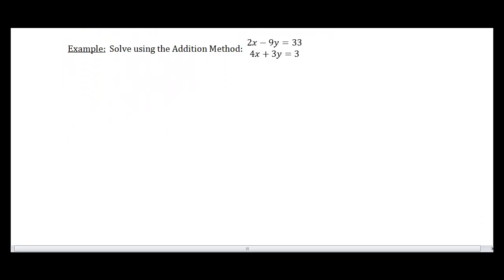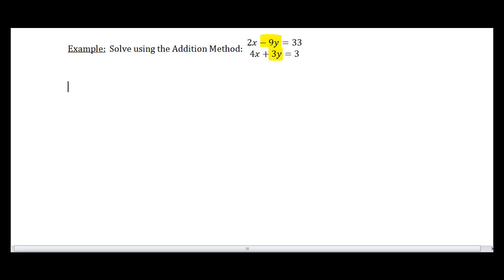First example: 2x minus 9y equals 33, and 4x plus 3y equals 3. I want to solve this using the addition method. What I'm going to do first is try to get opposite coefficients in front of one of my variables. Let's say that I, out of the blue, pick y. Let's look at these y's here. I have a negative 9y and a 3y.